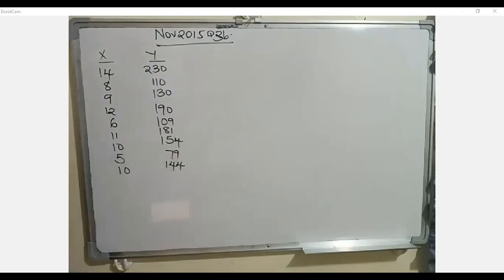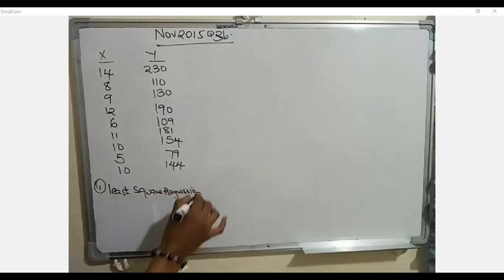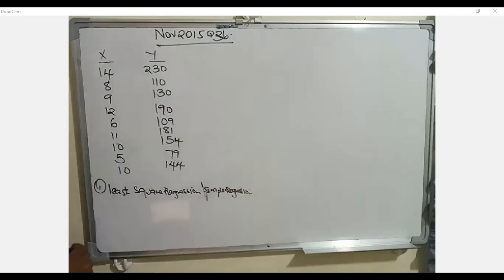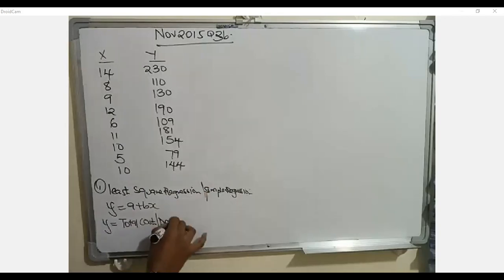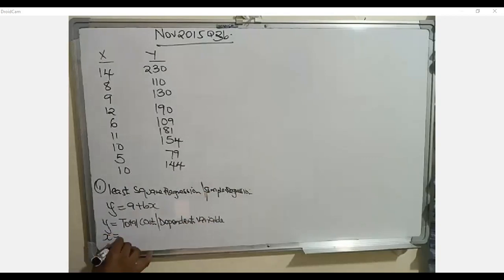It looks like that. So I know the first thing the examiner wants. They normally use names like least squares regression, which basically means simple regression. We are formulating our equation in the form y equals a plus bx. Your y will be the total cost, or you can call it the dependent variable. We have our x, the number of units produced, or you can call it the independent variable.